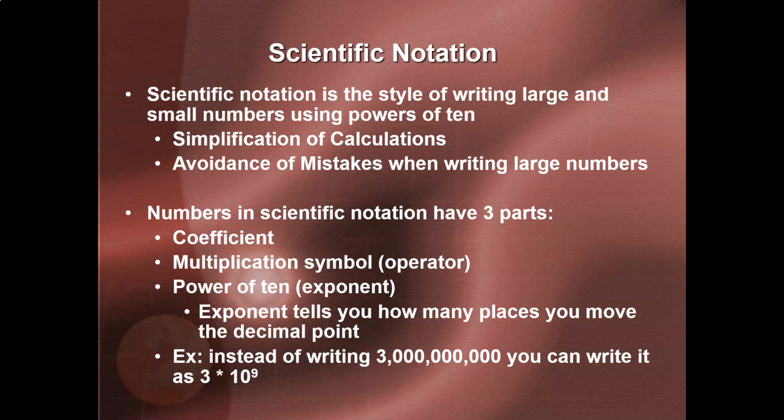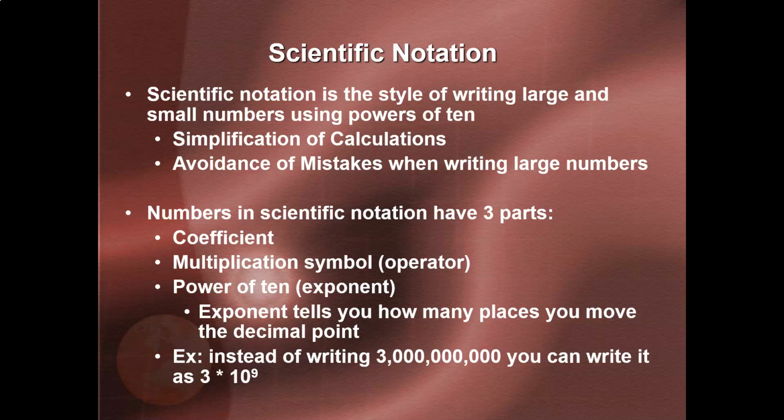Now, I told you that in astronomy, we're talking about very big distances, and we're going to use something called scientific notation. You probably have seen over the past slides that we have numbers like 10 to the 5th, 10 to the 3rd, 10 to the 1. All of that is called scientific notation. Scientific notation is a style of writing large and small numbers using powers of 10. It simplifies calculations and it also helps us avoid mistakes when writing large numbers.